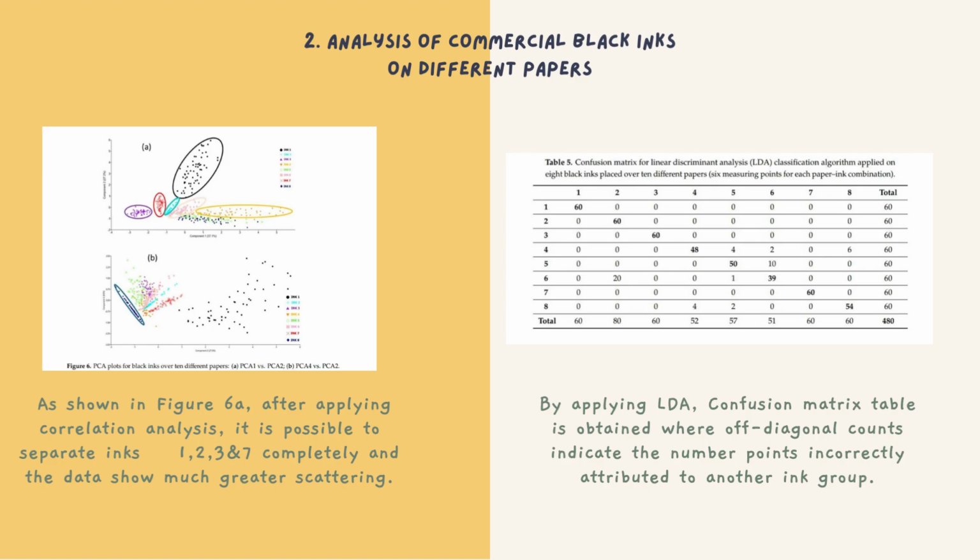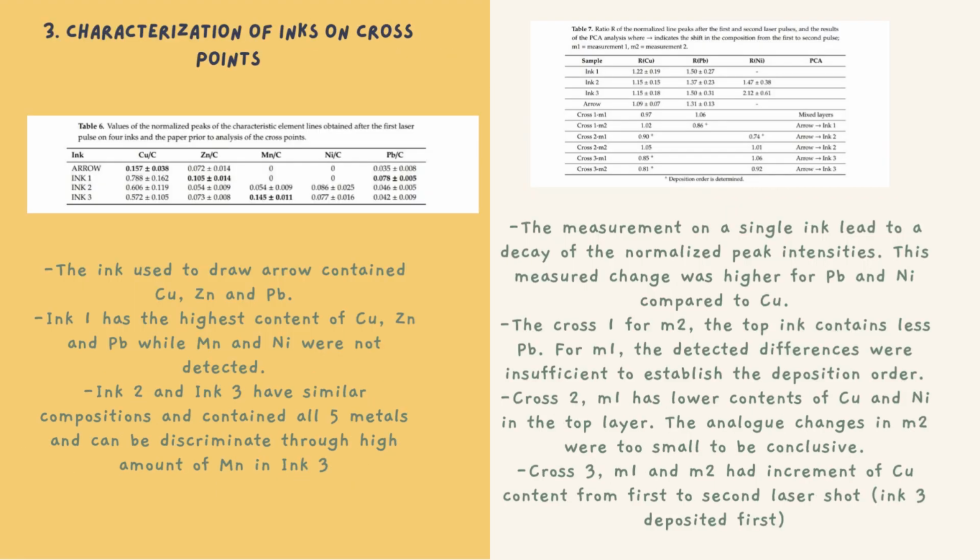And by applying LDA, confusion matrix table is obtained, where off-diagonal count indicate the number points incorrectly attributed to another ink group. Characterization of inks on cross point. The paper itself did not show the presence of these elements.